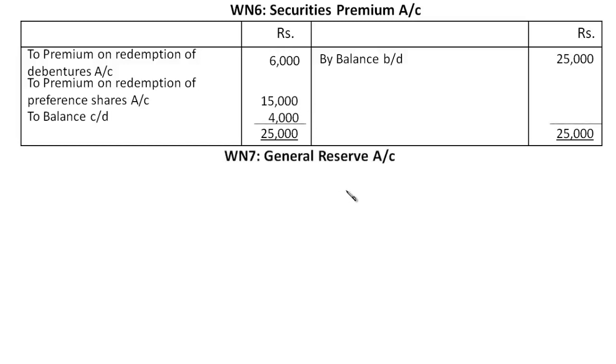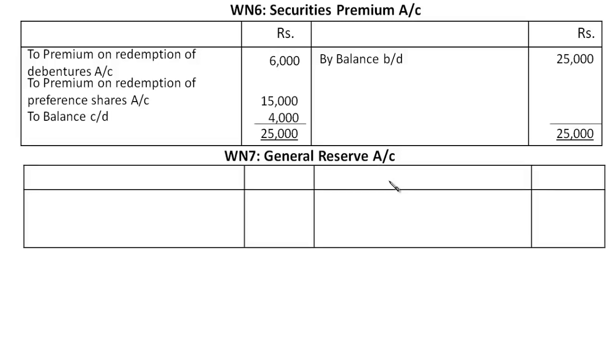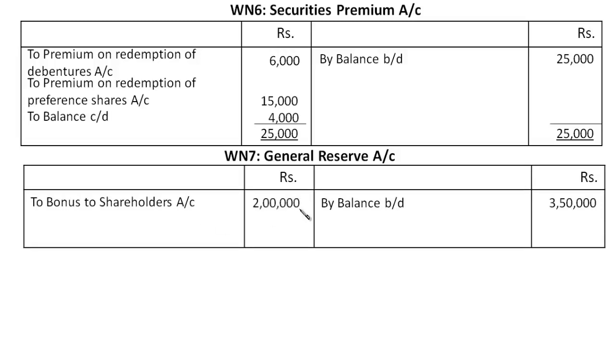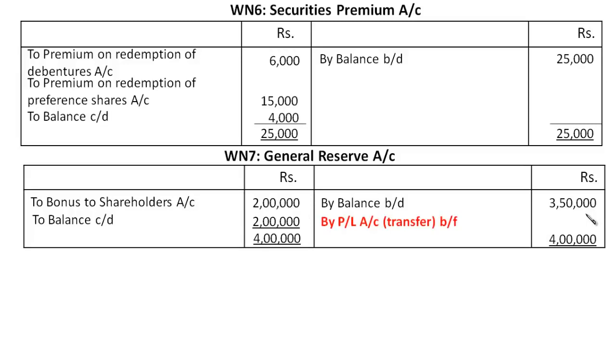Next, we'll have working note 7 for general reserve, because there is some movement in general reserve. One because of bonus issue and the other one because of transfer from profit. So general reserve had an opening balance of 3,50,000. Then 2 lakh is used for bonus purposes. So the closing balance should have been 1,50,000, whereas the closing balance is 2 lakh. Meaning you take the total on the higher side, 4 lakh. There is a difference of 50,000. That is something which is transferred from profit and loss account.